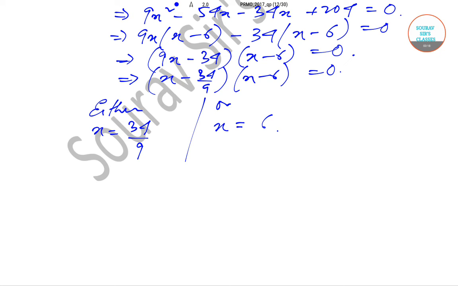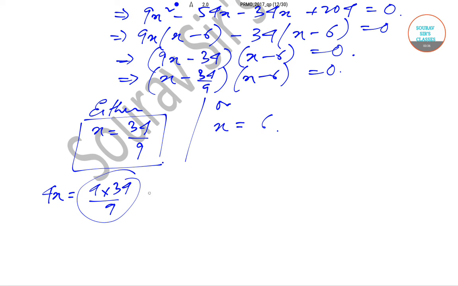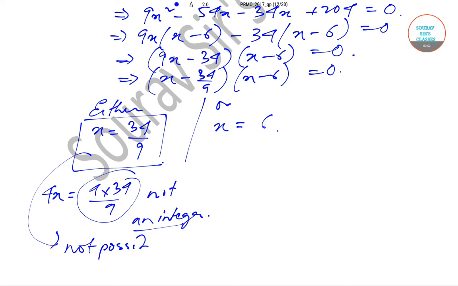But now this x, no, x equal to 34 by 9 is not possible, because in that case we have taken that the number of boys is equal to 4x. So that will be 4 into 34 by 9, which is not an integer, a positive integer quantity. So that's why x equal to 34 by 9 is not possible. So only possible option is that x is equal to 6.